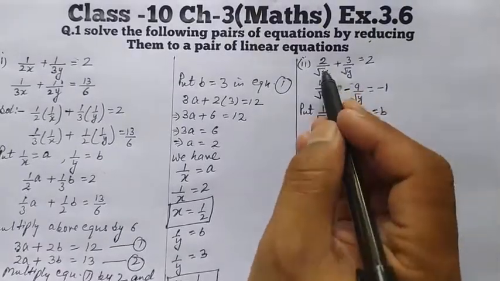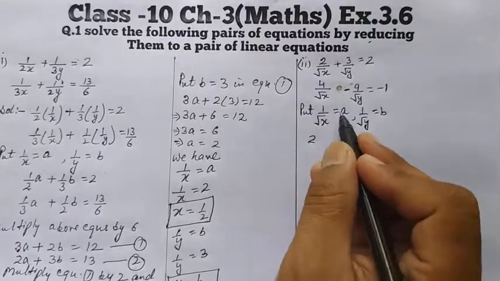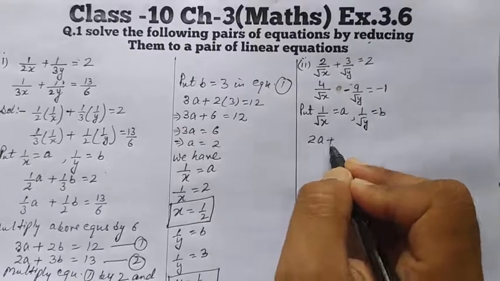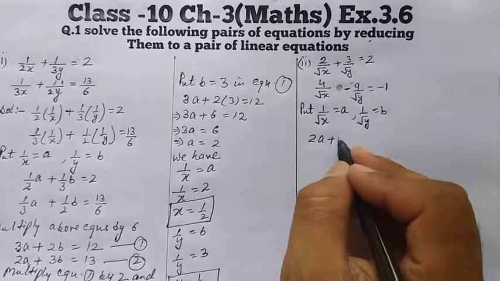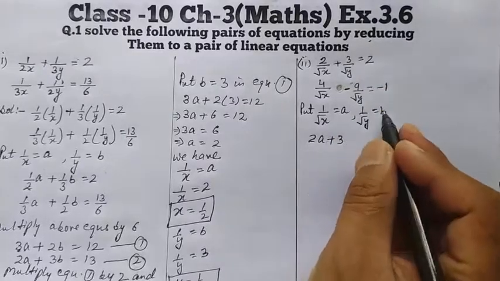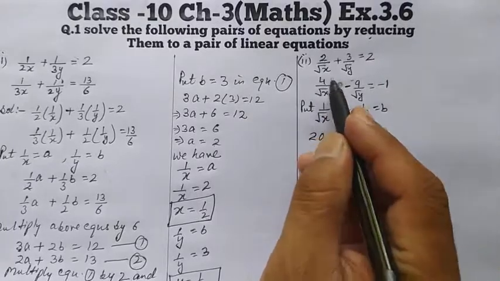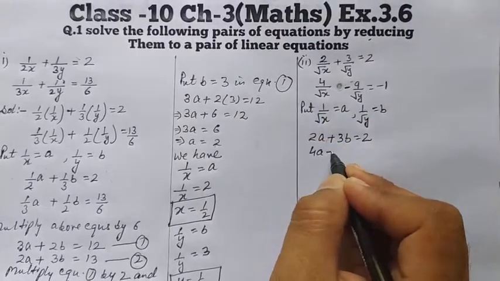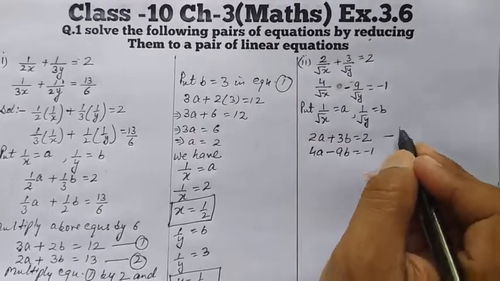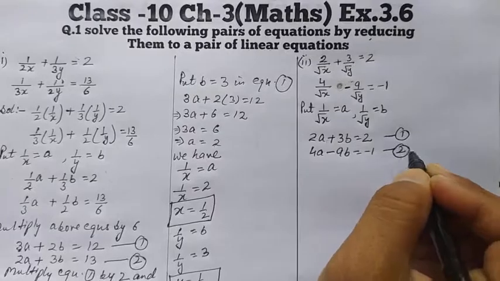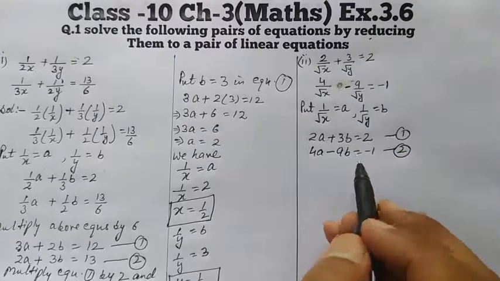2 over root x means 2 into 1 by root x. So 1 by root x is a, so it becomes 2a, plus 3 over root y means 3 into 1 by root y. So 3 into 1 by root y means 3b is equal to 2. Similarly here also 4 into 1 by root x, that is 4a, minus 9b is equal to minus 1. So these are two equations we have. These are now in pair of linear equations form. So I need to solve these by elimination method.